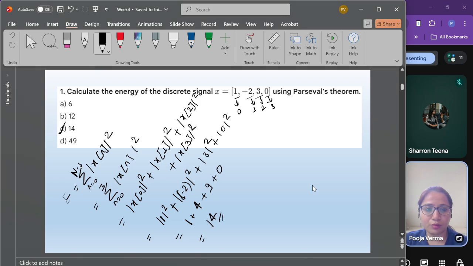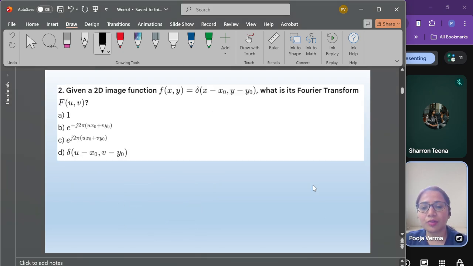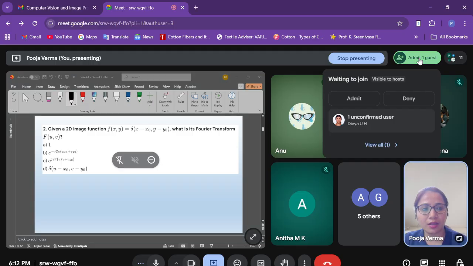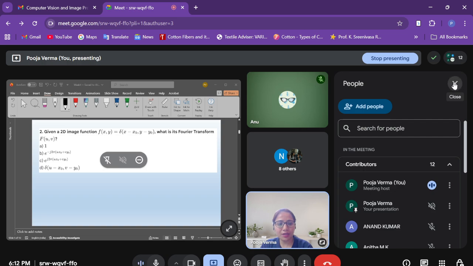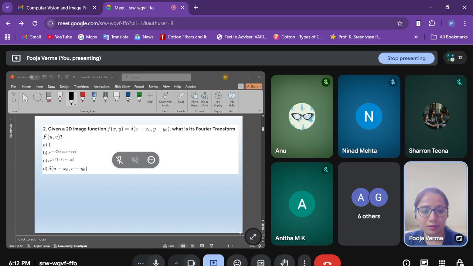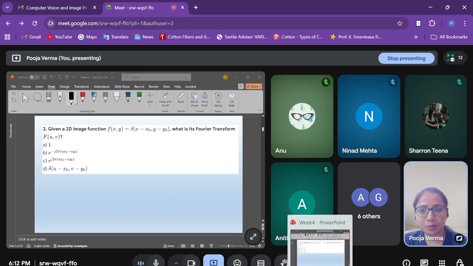So moving to our next question now. Given a 2D image function f of x, y is equal to delta of x minus x naught and y minus y naught, what is its Fourier transform F of u, v? Here the function is given. Now we need to find the Fourier transform of the 2D image function. Which option can be the correct one? Please at least try.